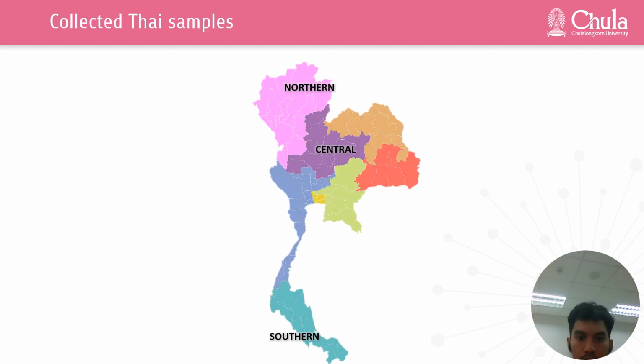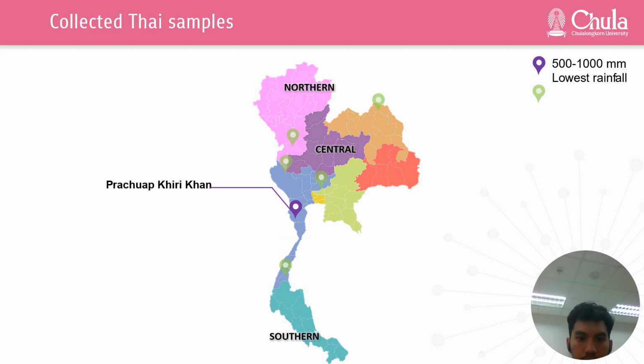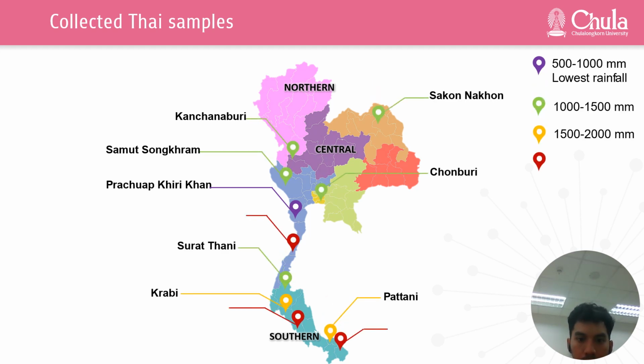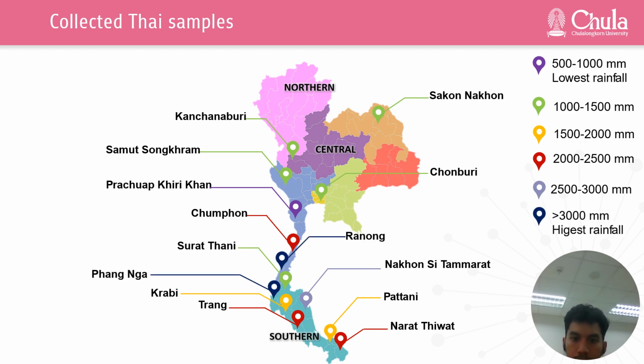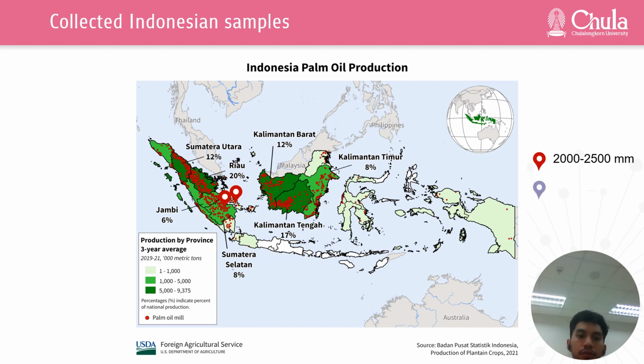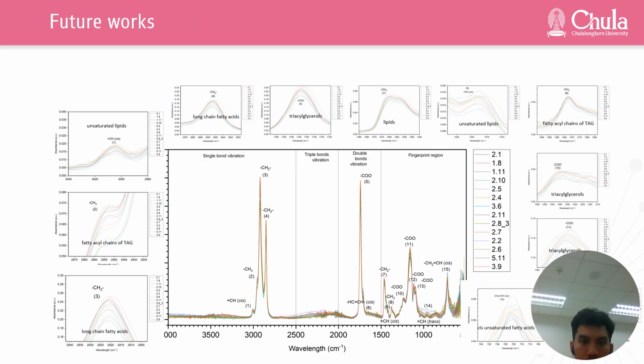So yeah, the future works. Right now we have a collection of Thai samples, 50 or more than 50 samples from many provinces. We also have samples from Indonesia, from four provinces in Indonesia, and basically we need to reach more samples to get a bigger library of data.